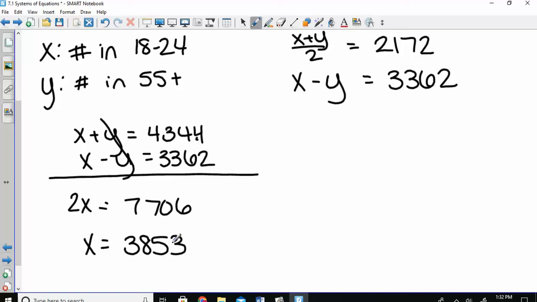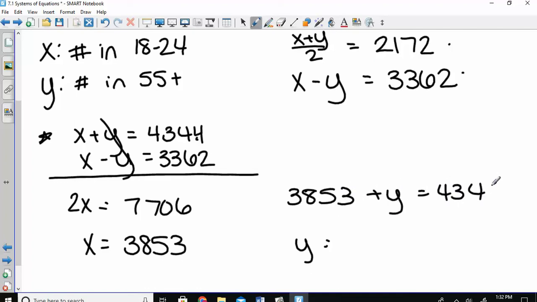Get 3853. All right, so then to find y, we can plug it in anywhere. We could do one of the two original ones. We could even do this one right here if we wanted. I might do that one. So my x was the 3853 plus y equals the 4344. So we get y to be 491.